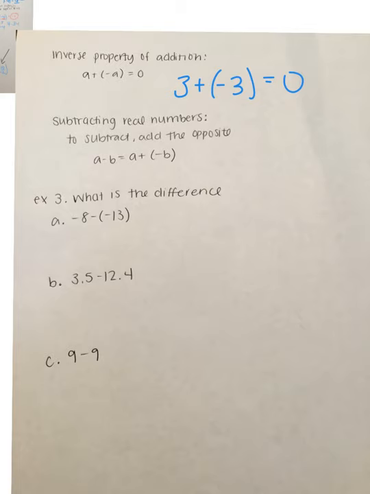And then when we're talking about subtracting real numbers, we can just add its opposite. So this here says a minus b is the same as a plus -b. So if I had 3 minus 5, I could rewrite that to be 3 plus -5, and then I could follow the rules that I learned before, right?